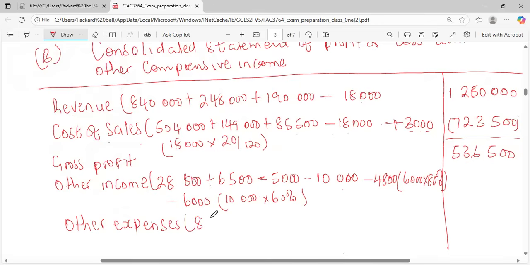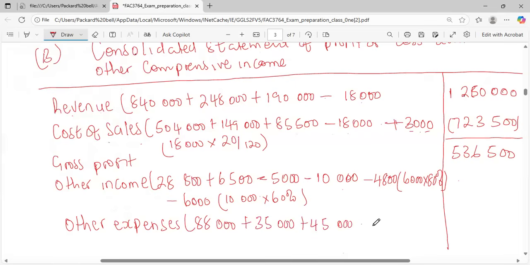It's going to be 88,000. We leave out this one because we don't know. Remember, we say gain on bargain purchase will come here under other income. So we don't know whether we have gain on bargain purchase. So we're going to say plus 35,000, plus who else? Other expenses plus 45,000.